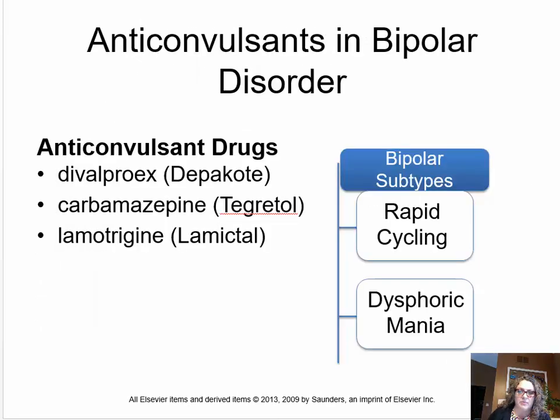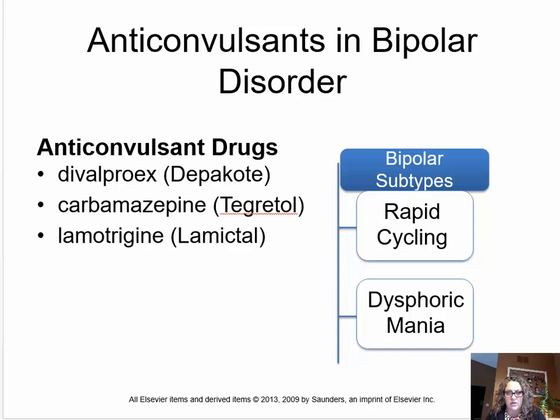Other drugs that are used in bipolar disorder are anticonvulsants. These are particularly useful in rapid cycling and dysphoric mania, especially valproic acid or Depakote, carbamazepine, which is Tegretol, and Lamictal. Those drugs are listed in Table 16-6 on page 297, including the major adverse effects.